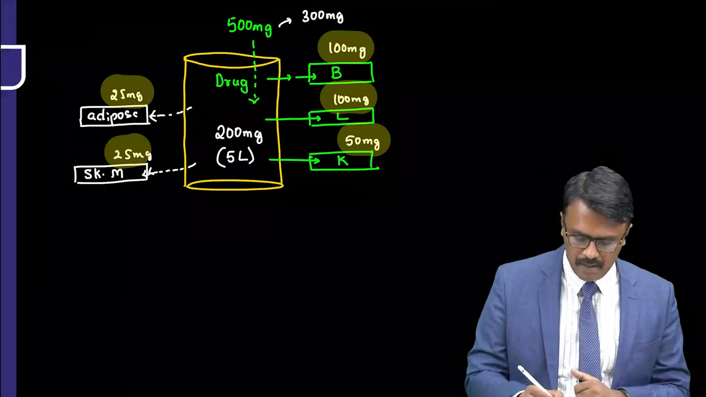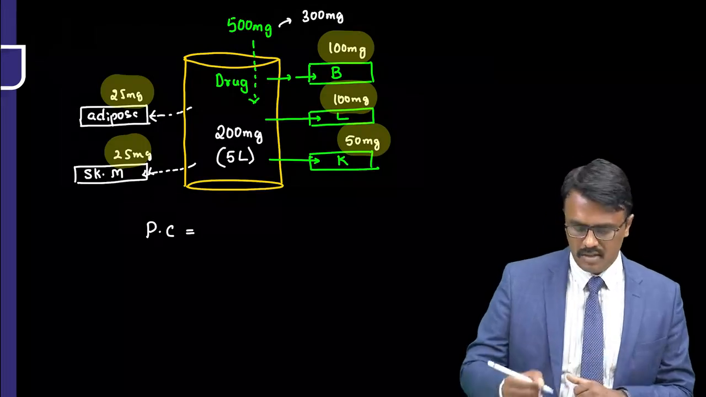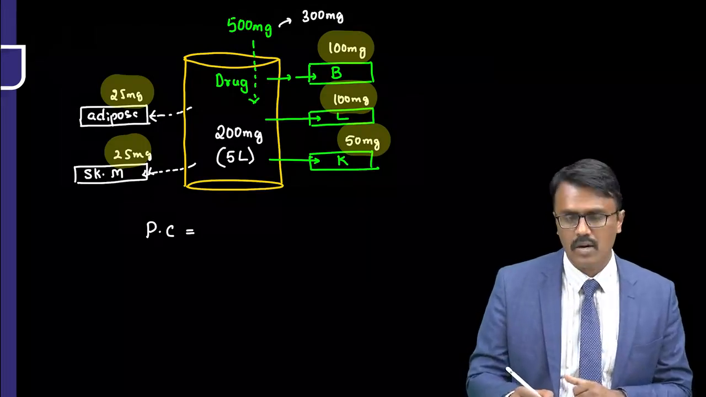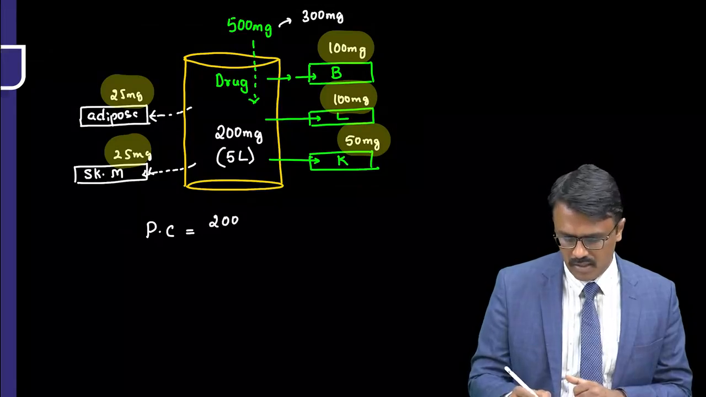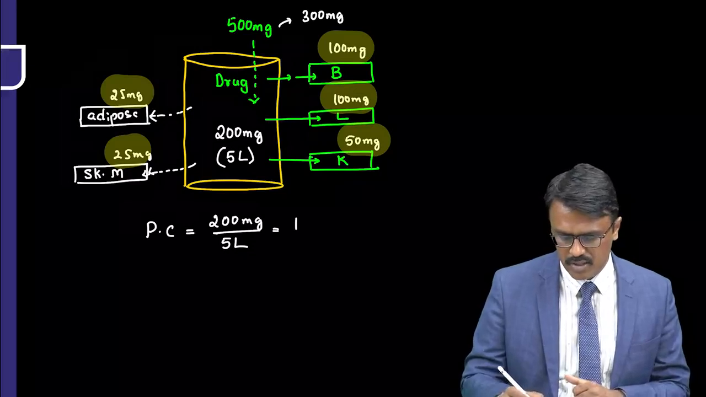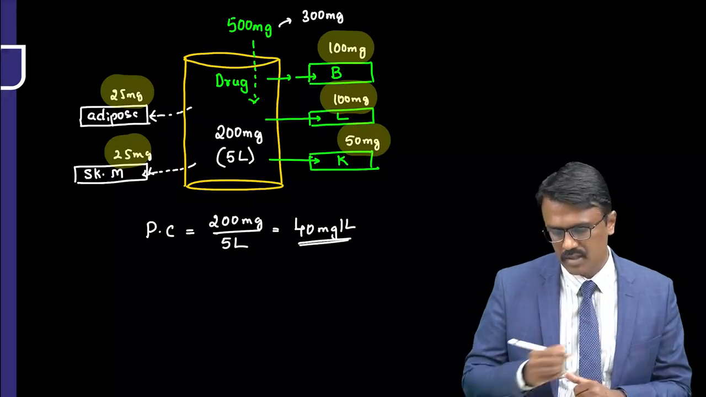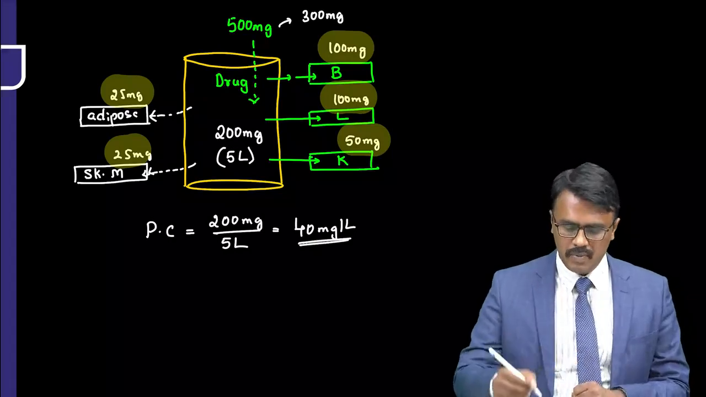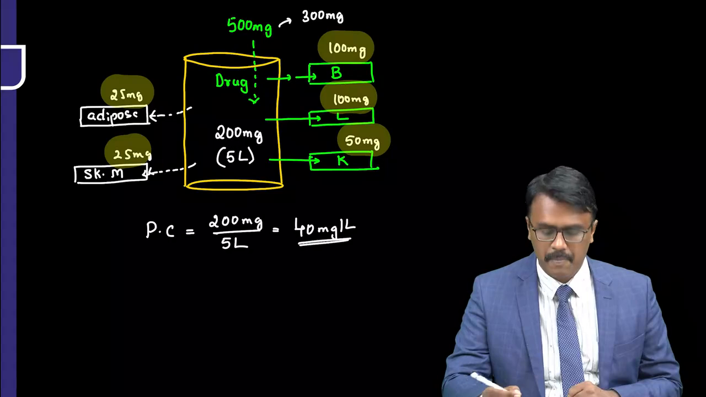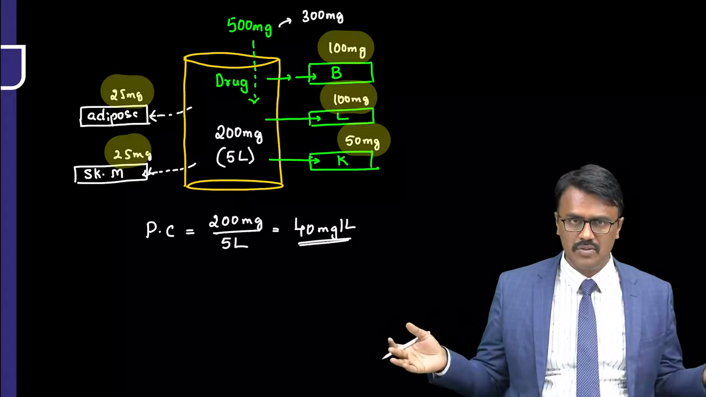Now can you tell me what is the plasma concentration now? What is remaining is 200 milligram. And how many liters of plasma? 5 liters. So what is the plasma concentration now? It is around, yes, correct, 5 fours are 20, 40 milligram per liter. This is the plasma concentration. Now the plasma concentration has decreased. Why? Because the drug has moved out, that is, distributed to other tissues.